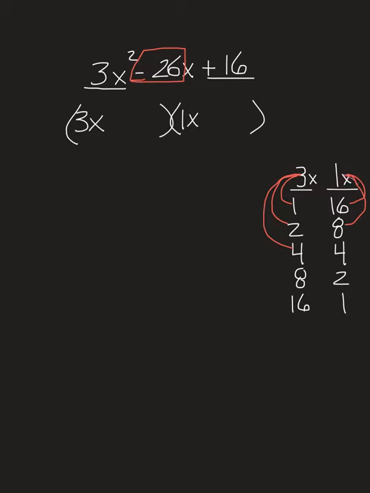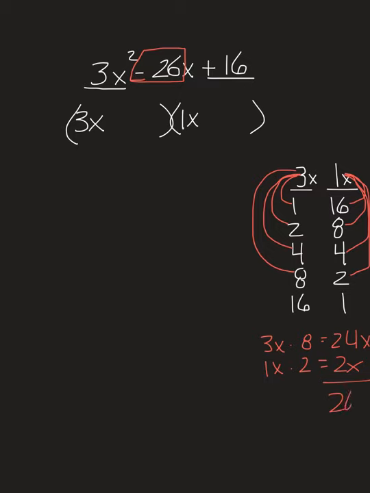I keep going down my list. 3 times 4 is 12. 1 times 4 is 4. Not going to work. It's going to give me 16. 3x times 8 is 24. 1x times 2. So this is the combination I want, because 3x times 8 is 24. And 1x times 2 is 2x. There's my 26. And that's what I've been focusing on getting.